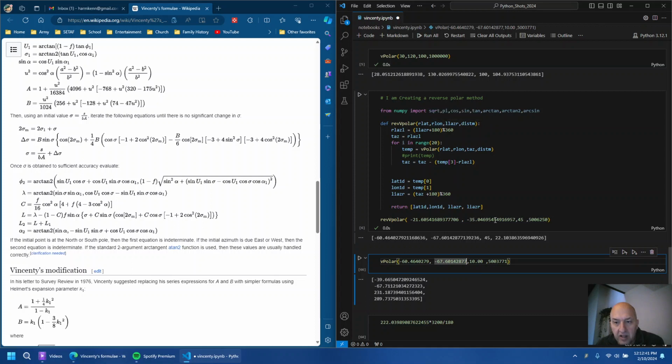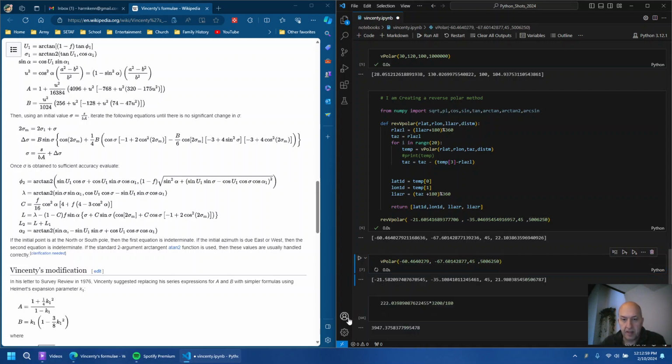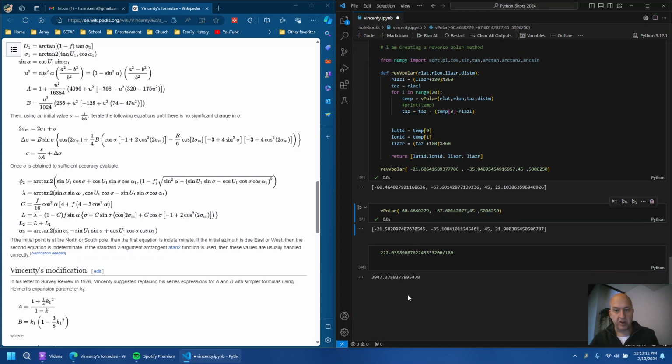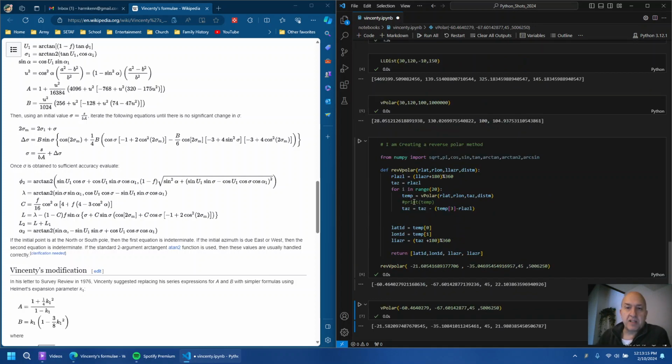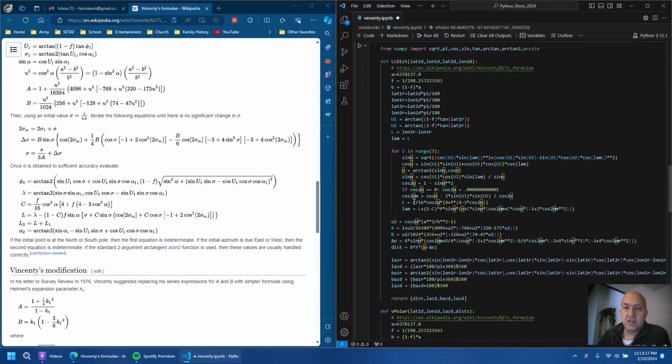So that was the 45 degrees, and the distance of 5006250, and we get the same numbers. Okay, well that is that. Mr. Vincenty came up with some brilliant things, and now I've made some functions that I can use to compute distance on our planet.